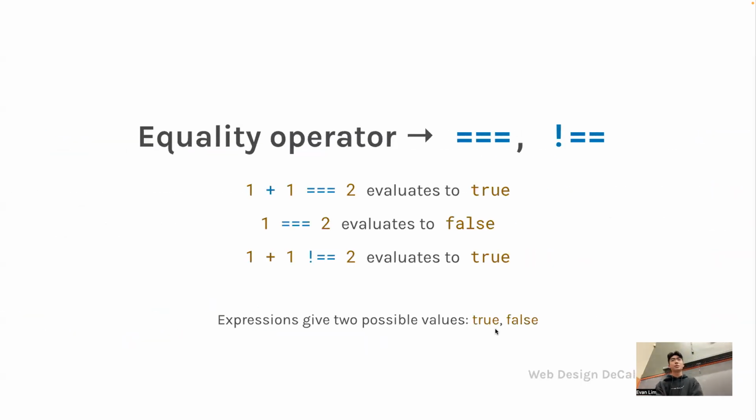And so how might we use the equality operator? If we were to say 1 plus 1 equals 2, this would evaluate to true. If we were to say 1 equals 2, that would be false. So don't think of this as an equation. Think of this as a single expression that is either true or false. And of course, 1 plus 1 not equals 2, that would be true. So there's that double negative going on.